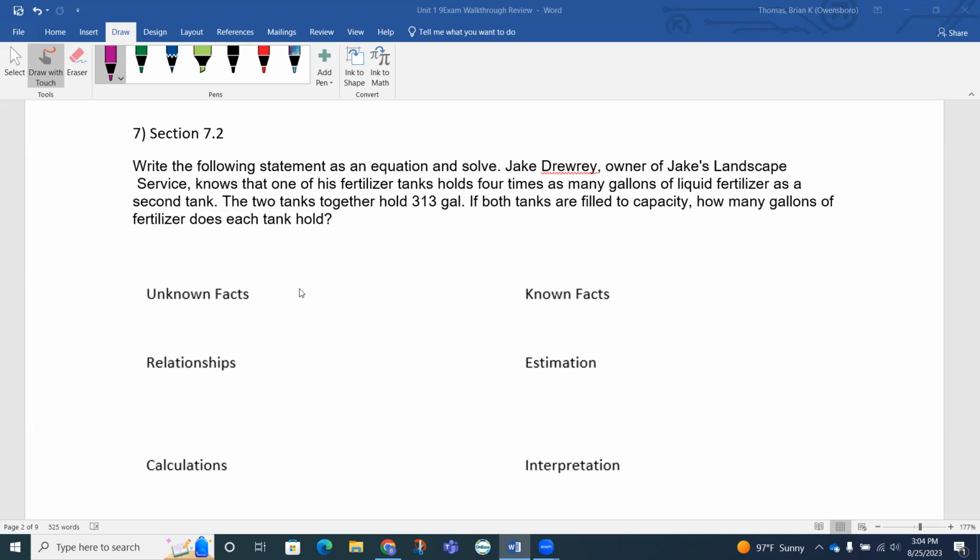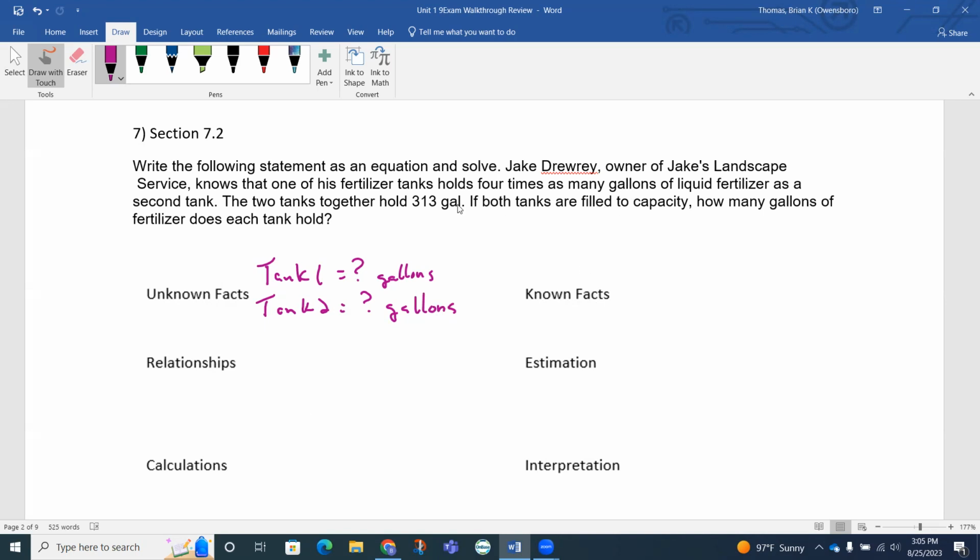So the unknown facts to this problem, if we try to figure this out, is usually the last sentence. How many gallons of fertilizer does each tank hold? So basically, tank 1 has how many gallons in it? You can write this any way you want. Tank 2 has how many gallons in it? We don't know. So those are the unknown facts at this point.